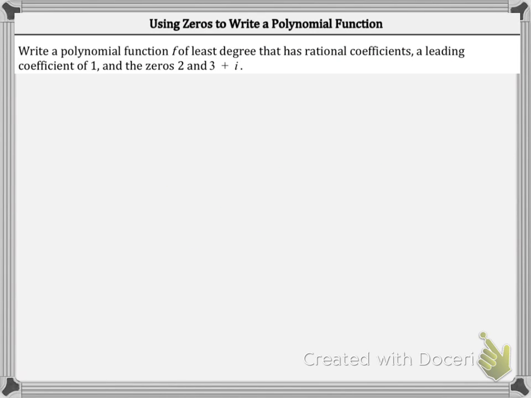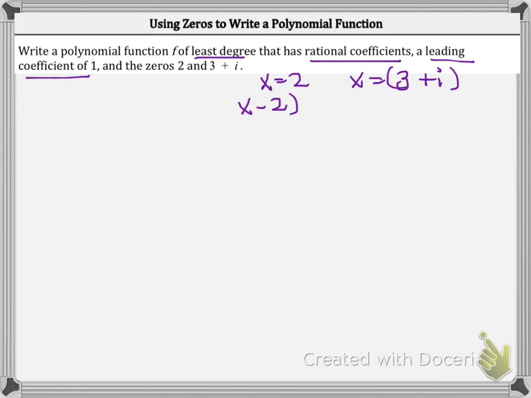So try an example. Write a polynomial function f of least degree that has rational coefficients and a leading coefficient of 1. And the zeros are 2 and 3 plus i. So remember that it's saying that we have x-intercepts at x equals 2 and x equals 3 plus i. And so much like the irrational conjugates, when we write this in factored form, this would be x minus 2, then the other one would be x minus a 3 plus i, and then because of the conjugate, we need the conjugate as well, that would be x minus a 3 minus i.